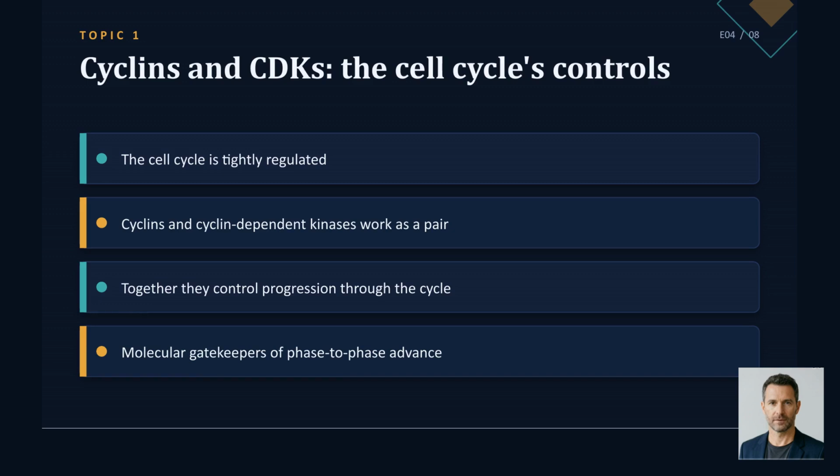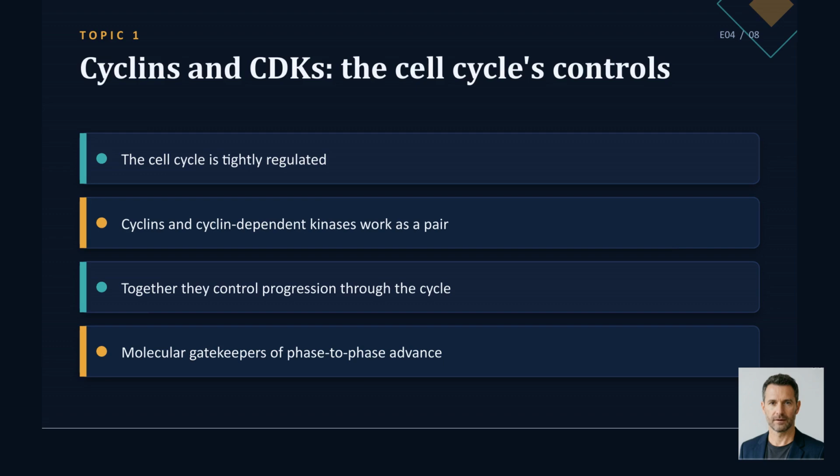With the DNA copied, what stops a cell from rushing ahead before it is ready? The cell cycle is tightly regulated, and the regulators are two families of molecules working as a pair: cyclins and cyclin-dependent kinases, usually shortened to CDKs. Together, cyclins and CDKs control progression through the cell cycle, governing whether the cell advances from one phase to the next. Think of them as the cell's gatekeepers, the molecular switches that decide when interphase gives way to division.